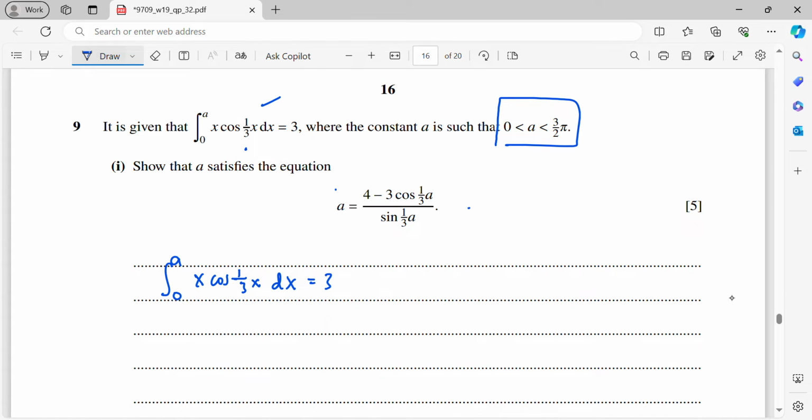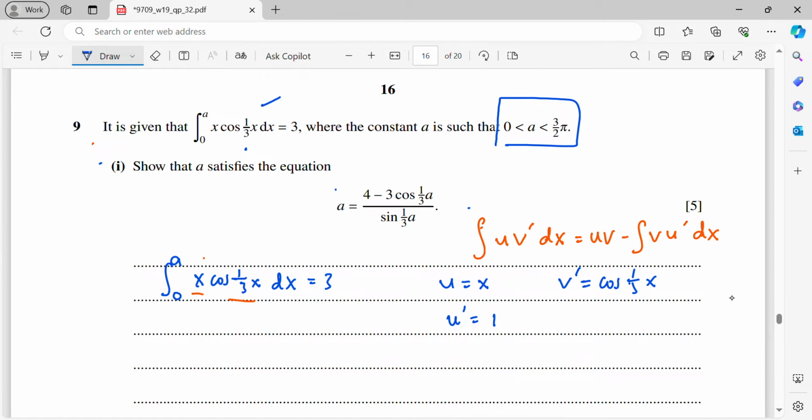Okay, to solve this integration, you have two terms here, right? Multiplication of two terms. Therefore, we need to apply integration by parts: integrate u v prime dx equals uv minus integrate v u prime dx. Right, so now my u is the x. So I will write down here, u is x. My u prime is 1. v prime is cos (1 over 3 x).